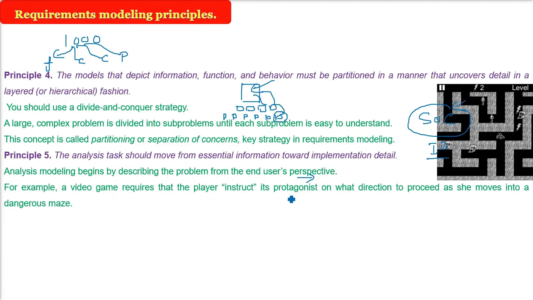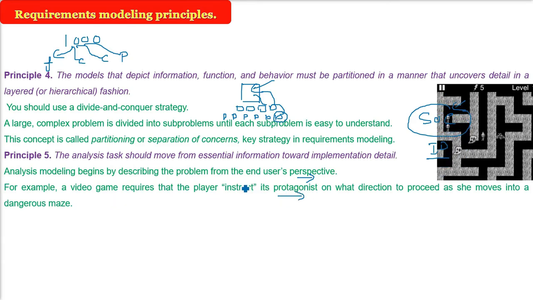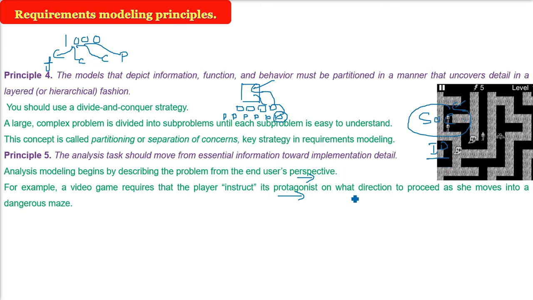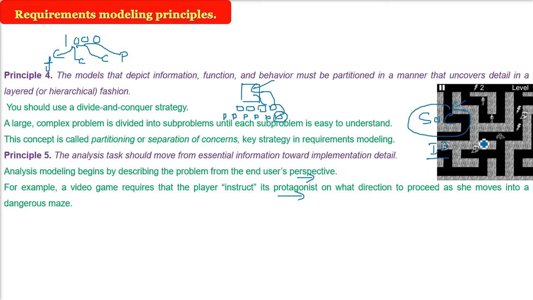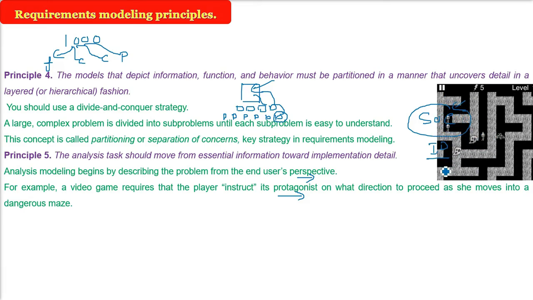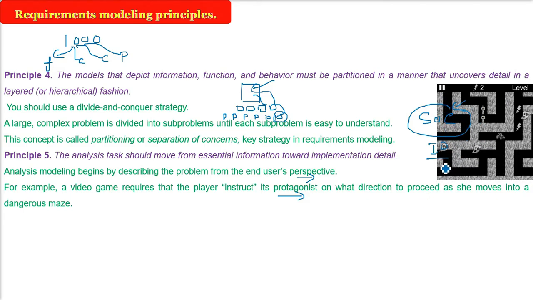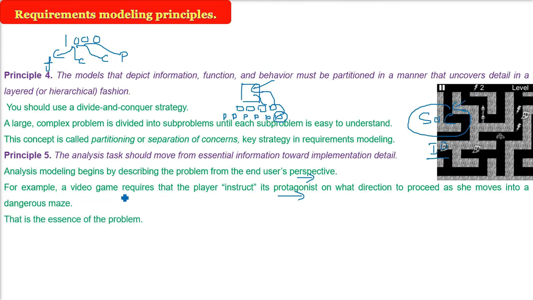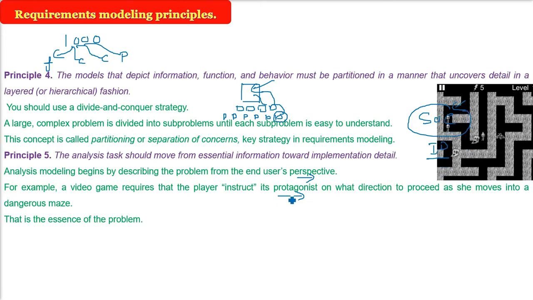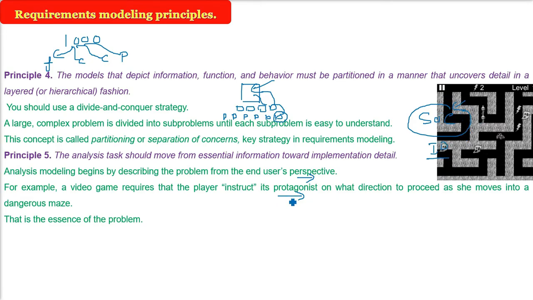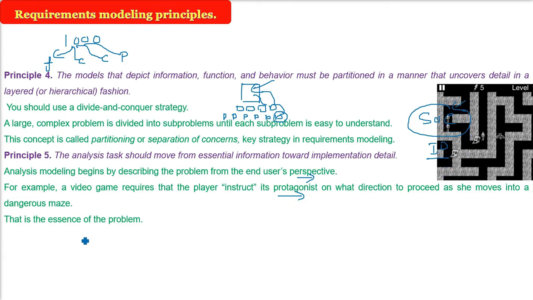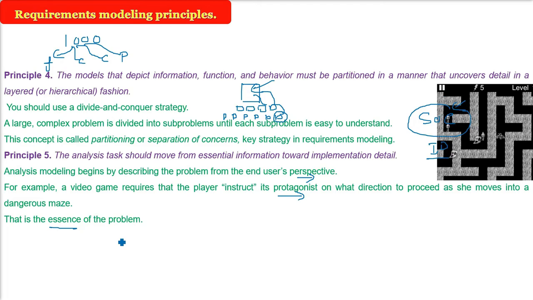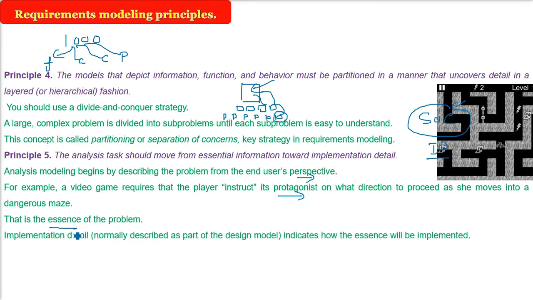Now I'll tell you about a video game. This is a game where you want to instruct the player, the hero or protagonist of your game. She has to move through a dangerous maze. So what is the problem? What is the essence of the problem? The essence of the problem is that the hero or protagonist has to move. Then we will go to the implementation detail. Now you understand the problem, so we'll go to the implementation detail.